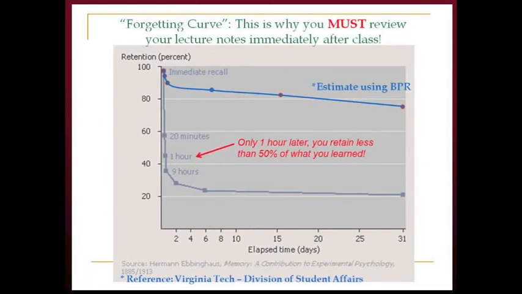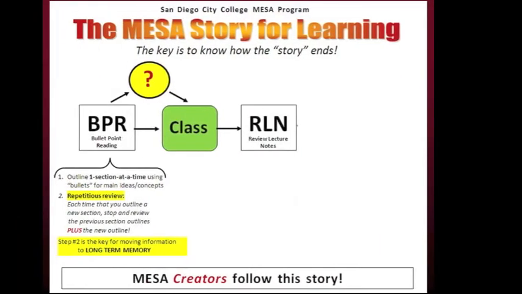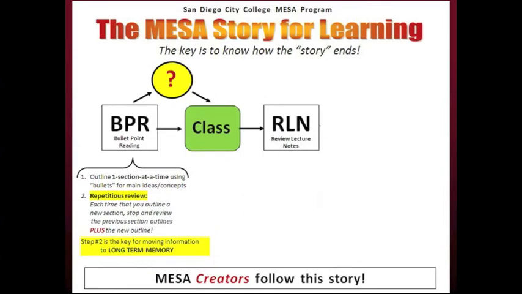The forgetting curve shows why it is important to review lecture notes immediately after class. The curve maps retention over time. Students have the best recall immediately after lecture, and they recall less than 50% of the lecture only 1 hour later. If possible, MESA creators are strongly encouraged to avoid scheduling classes back-to-back. This will allow time between classes to review lecture notes for one class and arrive early for the next class.